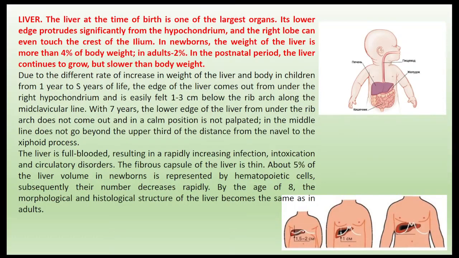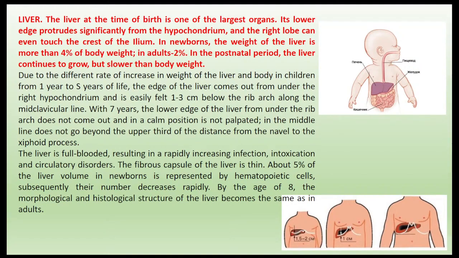In the postnatal period, the liver continues to grow but slower than body weight. Due to the different rate of increase in weight of the liver and body, in children from 1 year to 5 years of life the edge of the liver comes out from under the right hypochondrium and usually lies 1 to 3 centimeters below the rib arch along the medial clavicular line.